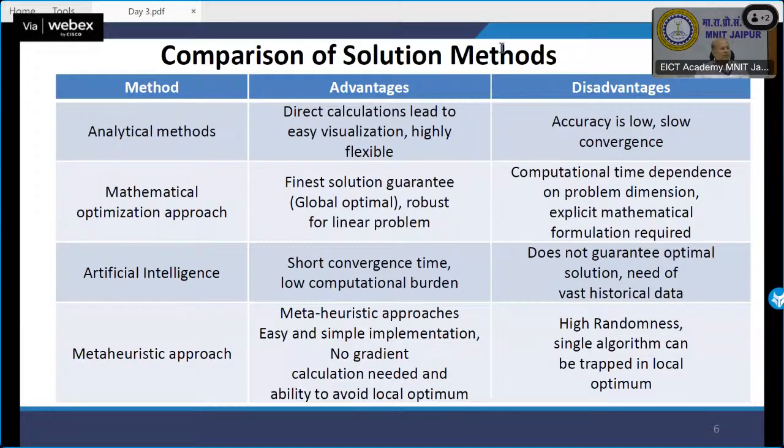But if you ask me as a teacher what my choice is for an optimal sizing and siting algorithm, I will certainly recommend the mathematical optimization approach, but no meta-heuristic, no AI, and no analytical methods. It is a classical method and it will work, but computational time is an issue. But with classical algorithms, you can probably get a solution within 1 or 2 minutes for a 100-bus system.